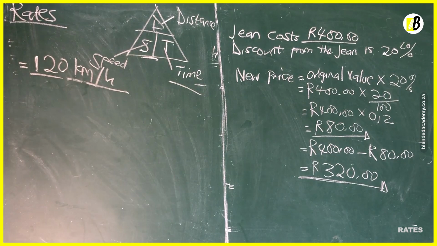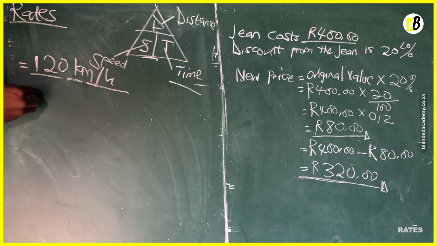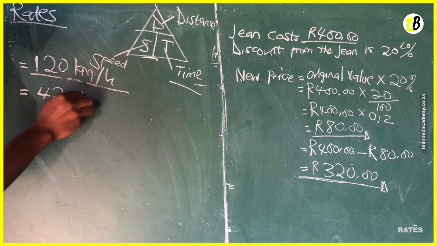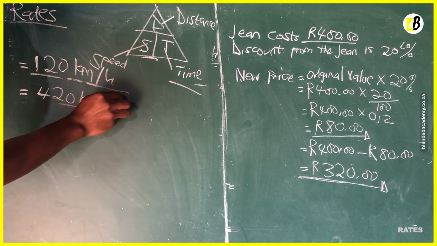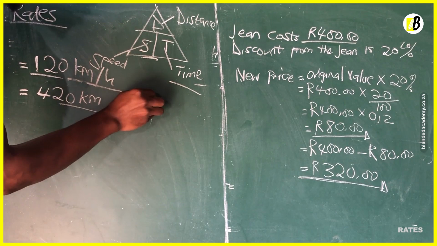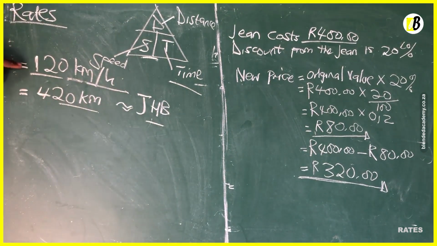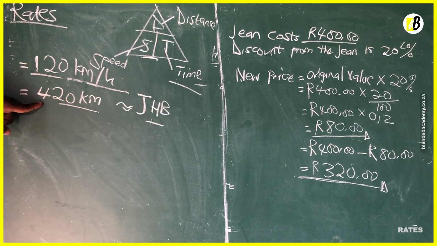And then let's say the distance from where I am to Johannesburg is 420 kilometers. This is the distance from where I am to Johannesburg, and this is the average speed that I'm driving my car. Let's see if we can determine the time that I will arrive in Johannesburg if I'm driving 120 kilometers per hour and the distance to that destination is 420. Let's see if I can determine the amount of time I'm going to take on the road.